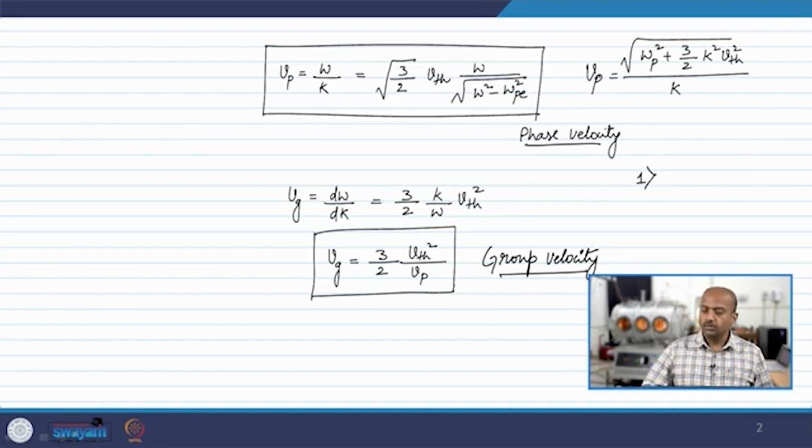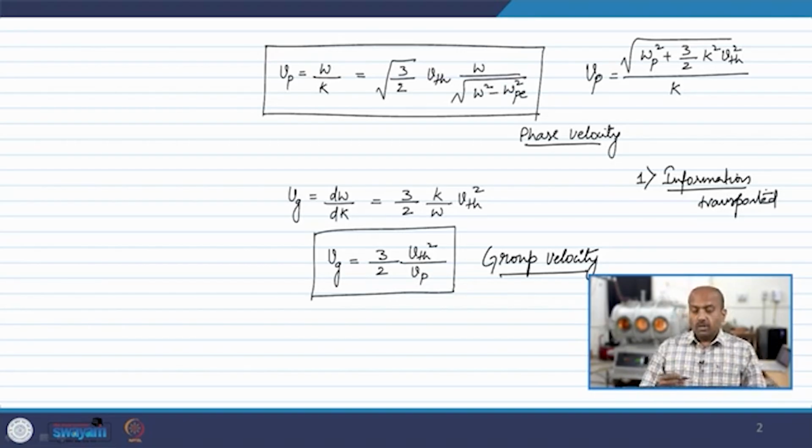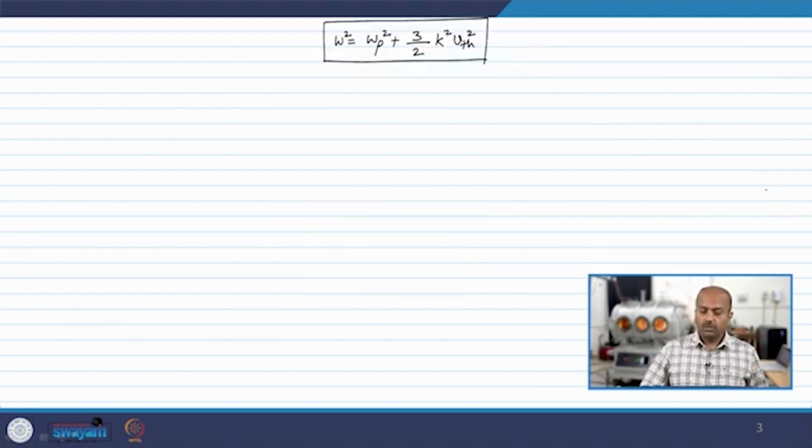From this, one very important conclusion that we made in the last class was that group velocity being non-zero suggests that energy or information is being transported from one point to another point by means of these oscillations of electrons, right. Now, let us try to understand a few consequences of this group velocity.